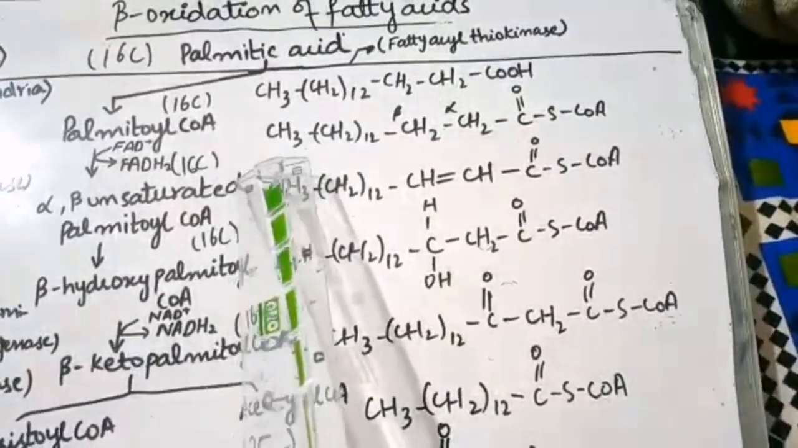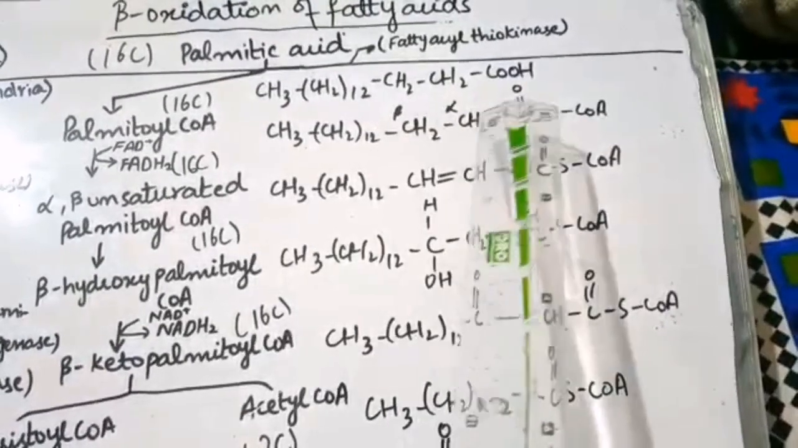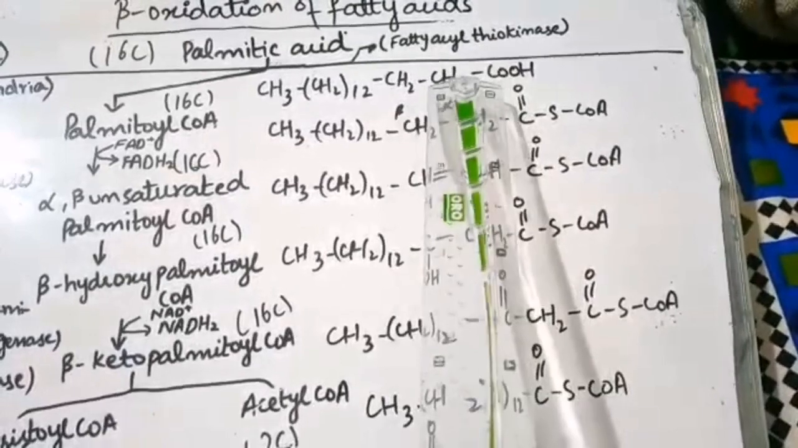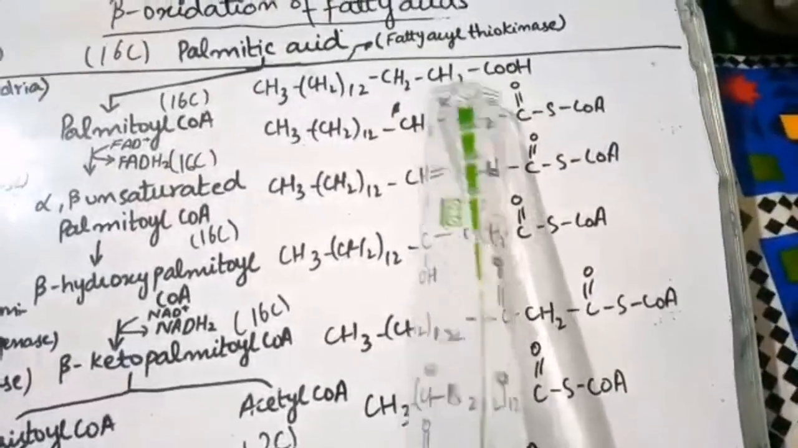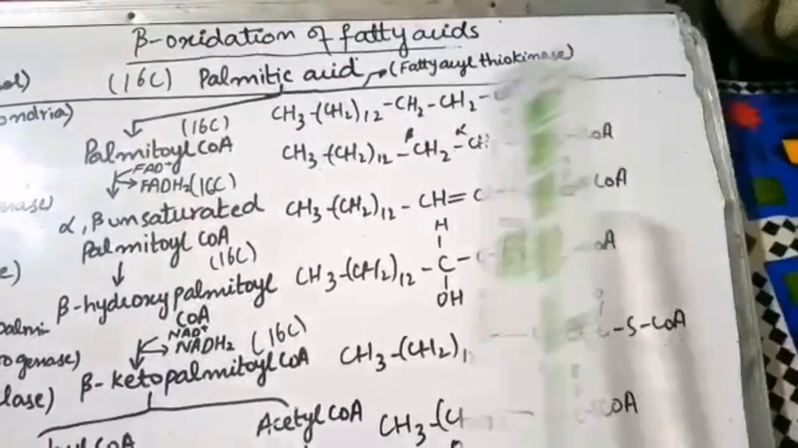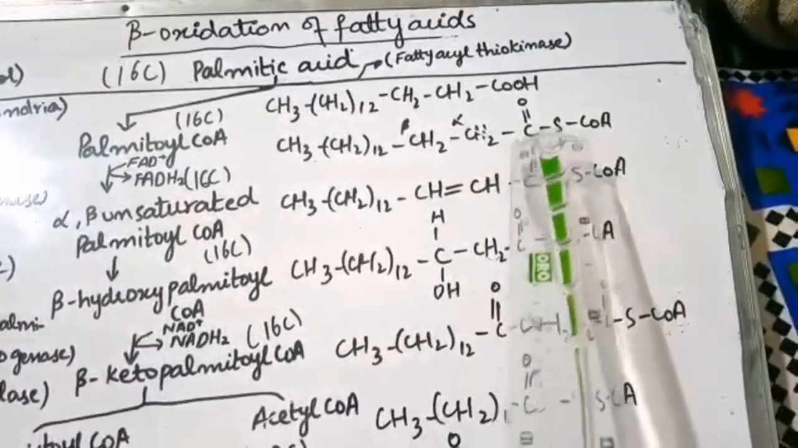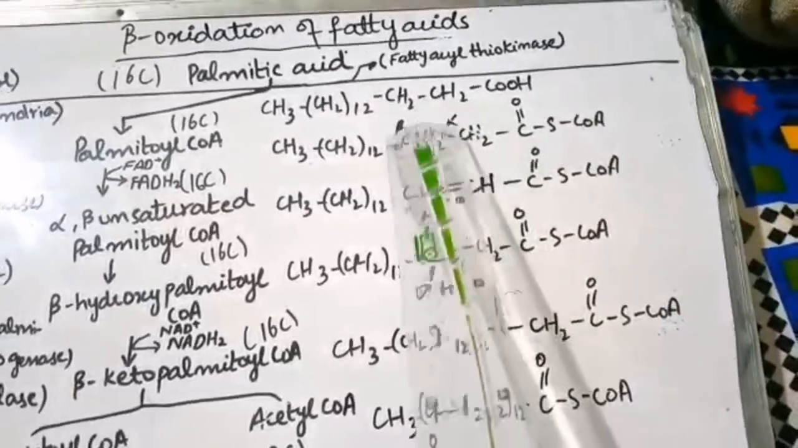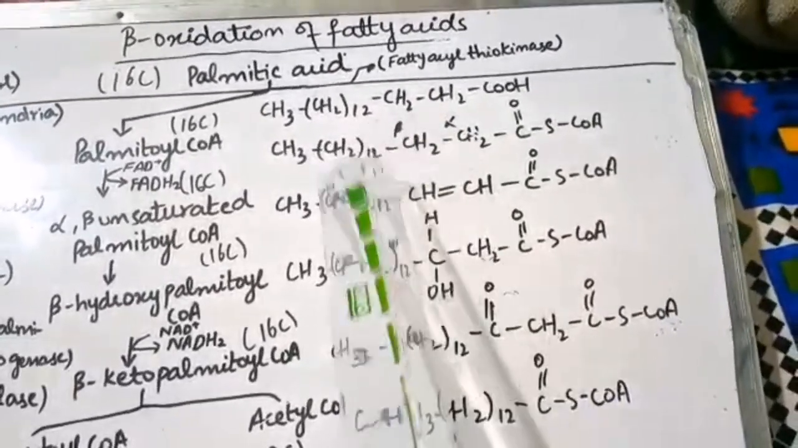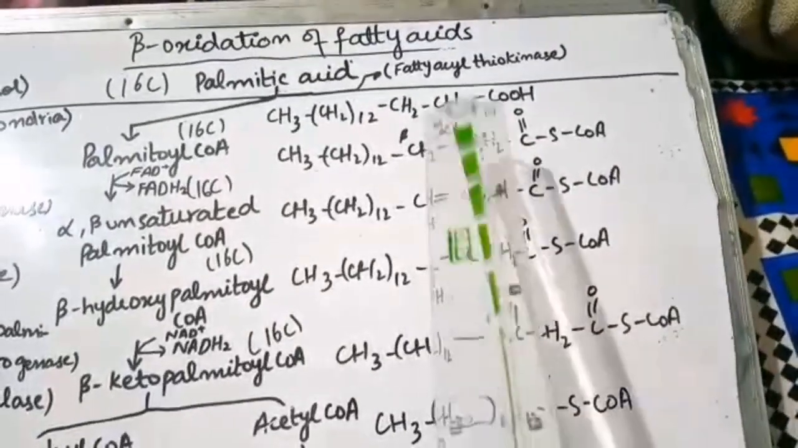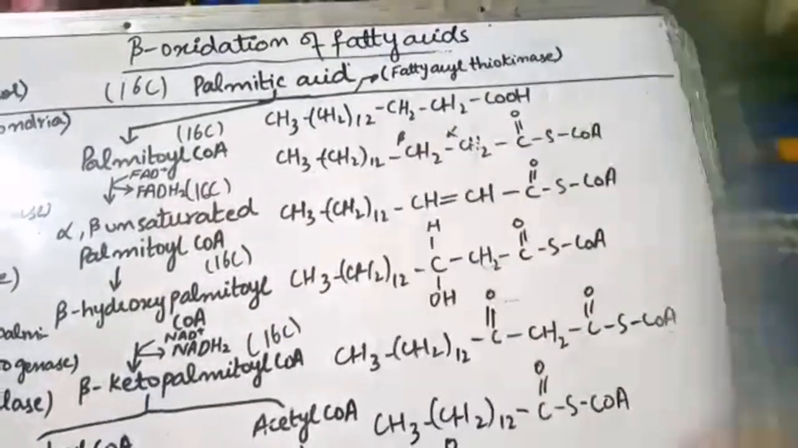Then next we have the structure of palmitoyl CoA. To attach the CoA enzyme, we have to attach this group, CoA sulfur and then CoA, and the carbon with which the functional group is attached is known as alpha carbon. So this carbon we have is alpha carbon, and the carbon next to alpha carbon is known as beta carbon. So here we have alpha carbon and here we have beta carbon.